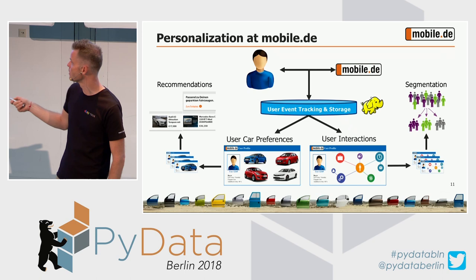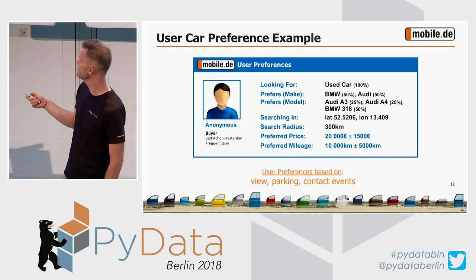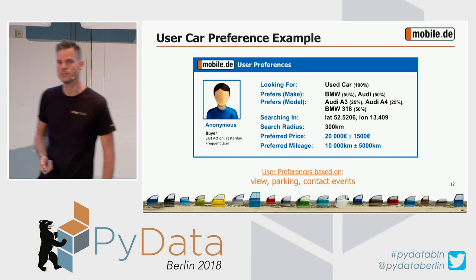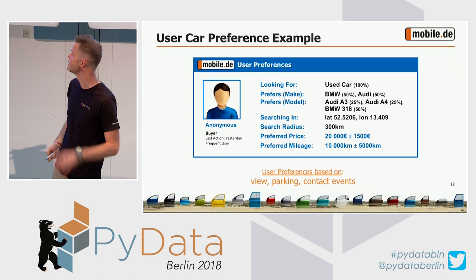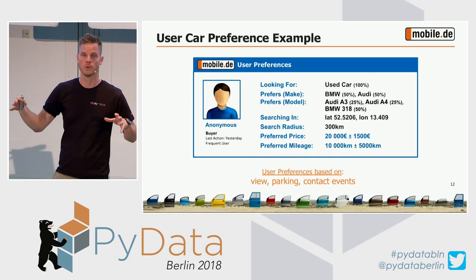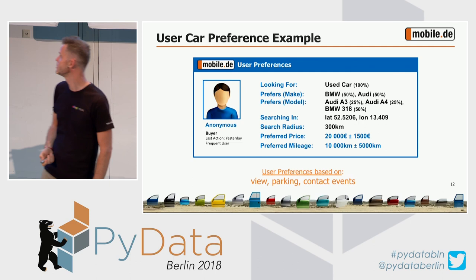So this is the anonymized user preferences. Let's, for example, say that the user is into used cars, not new cars. He's split between two German makes, BMW and Audi, and then we drill down deeper, saying, okay, what are the individual models you're into? What's your radius of search? What's the area you would actually drive to a dealer to find a car? What's the preferred price range you're looking for, and what's your mileage?